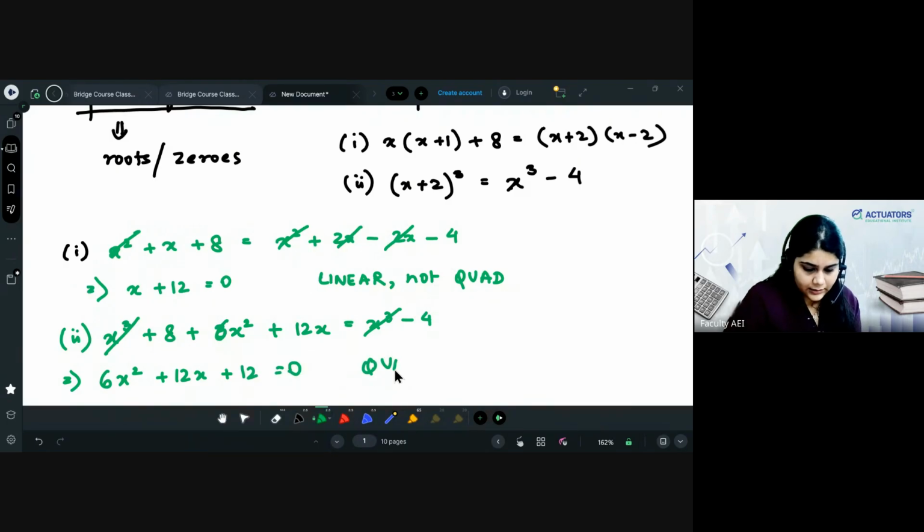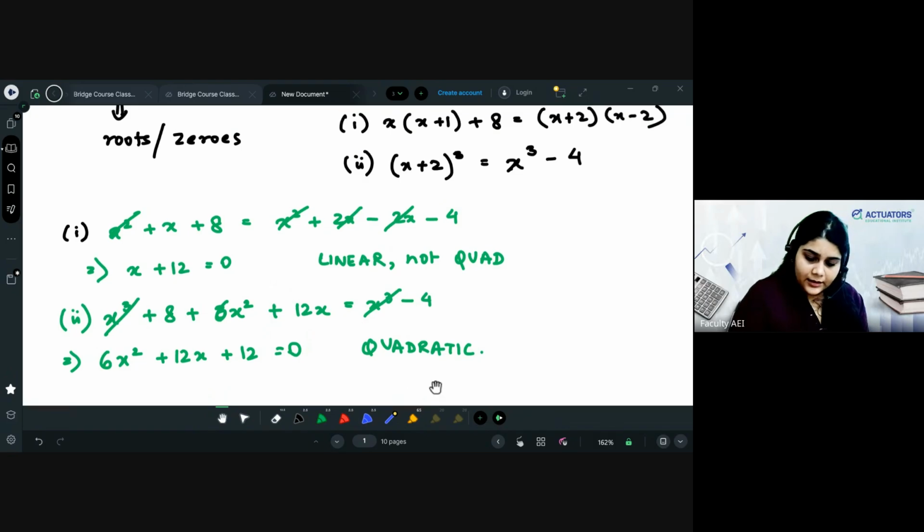Hence, this is quadratic. When the degree of the polynomial on the left hand side is 3, those equations are called cubic equations. Okay? We won't be solving those, but for knowledge purposes, they are called cubic.